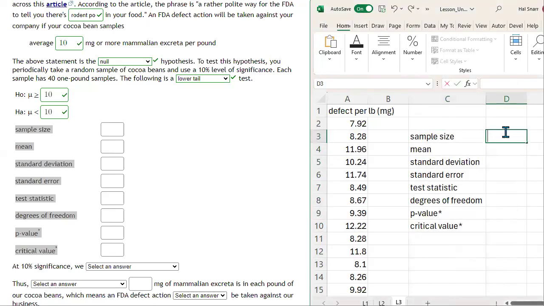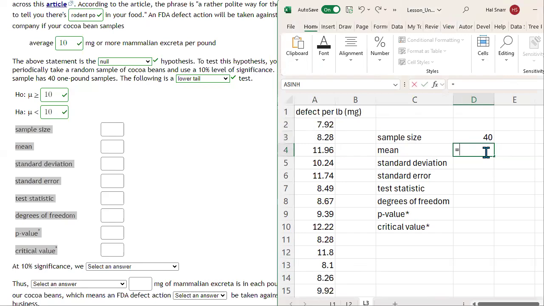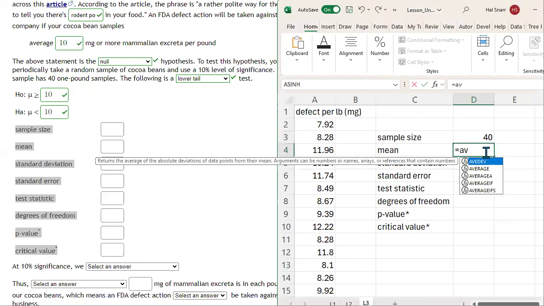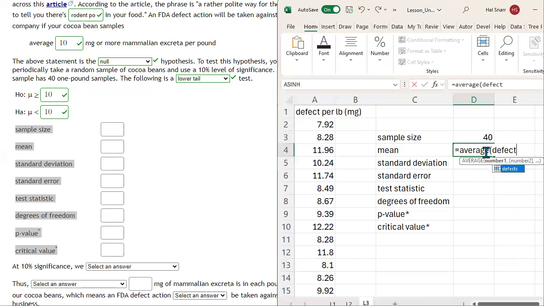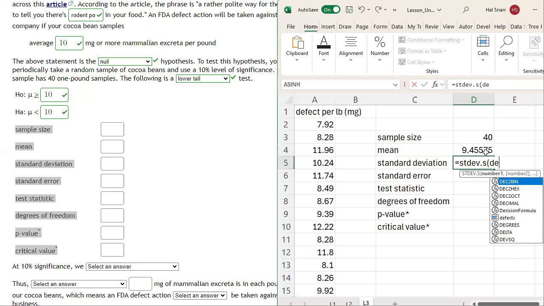To get the sample size, I'm going to type equal COUNTA and then defects. So the sample size is in fact 40, right? Sample average or sample mean is found by typing equal AVERAGE and then defects. That averages the values in our sample. The standard deviation of the observations is found by typing STDEV.S. This calculates the square root of the variance of the observations. And then I'm going to type defects.